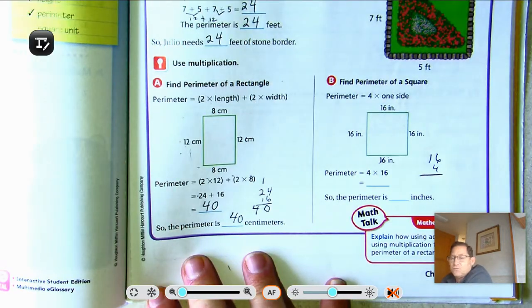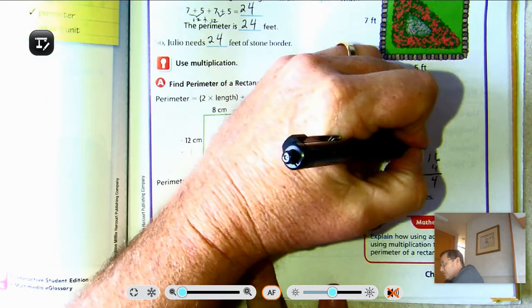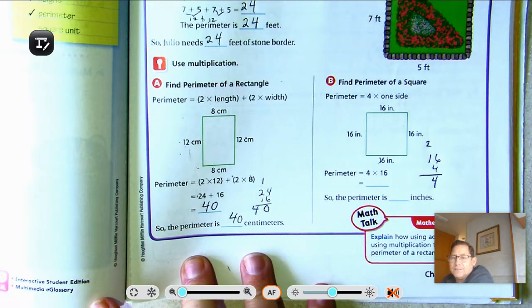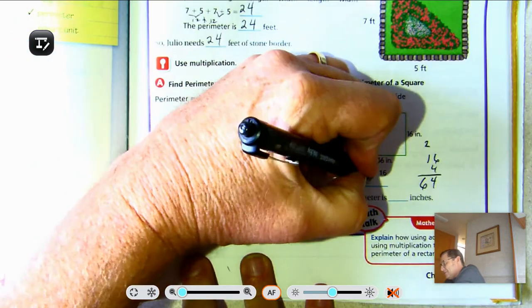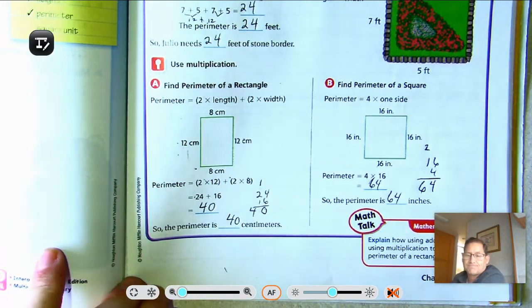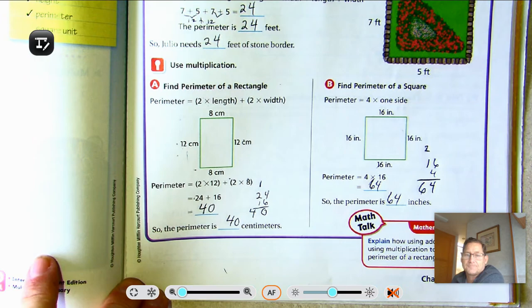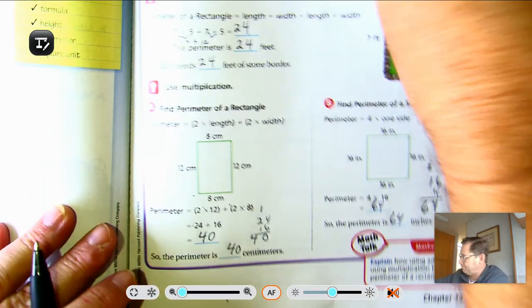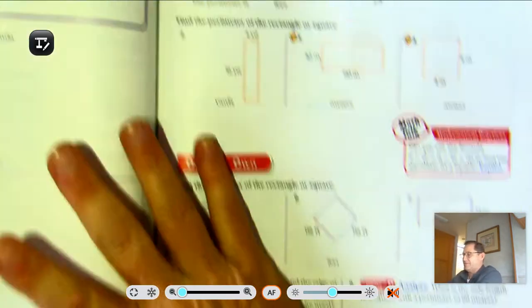4 sets of 6 ones is 24 ones. Regroup that as 2 tens and 4 ones. 4 sets of 1 ten is 4 tens, plus 2 more tens is 6 tens. So 64. Okay. All right. So 526.